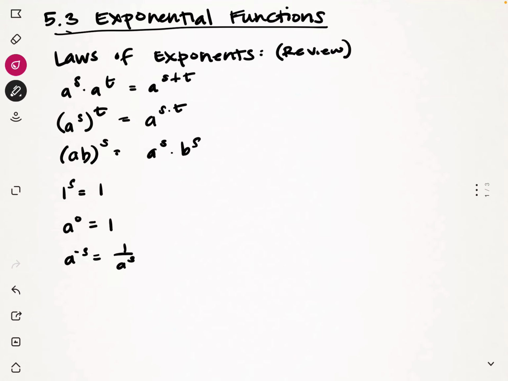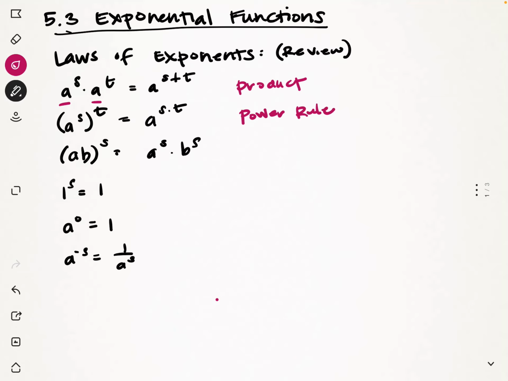So the first rule says if we have the same base, in this case we have a, and we're multiplying, then we can add the exponent. So a to the s times a to the t is the same thing as a to the s plus t. So this would be the product rule. The second one is if we raise a power to a power, so we have a to the s raised to the t. What we're allowed to do is say that's the same thing as s times t. So this would be the power rule.